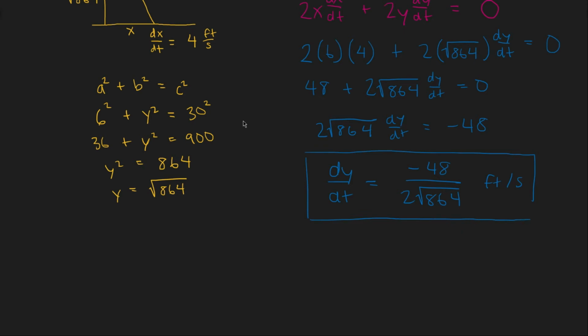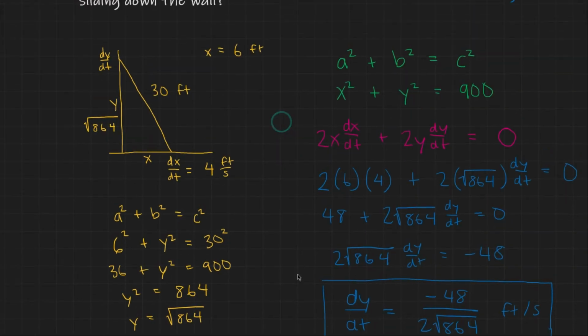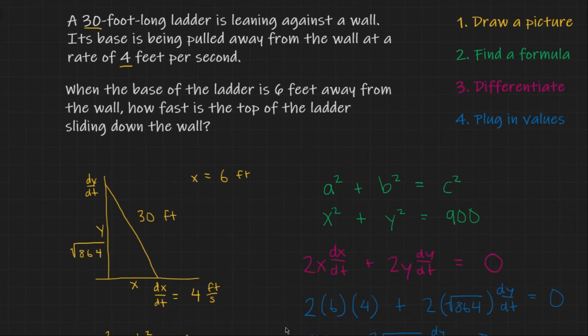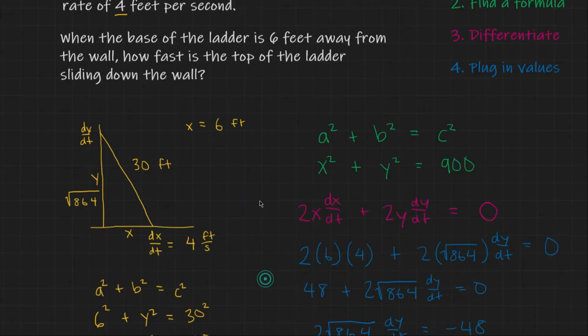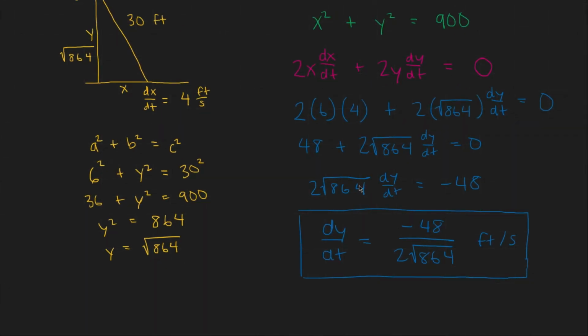And there is our solution. So what we found is dy over dt. Okay, so when the base of the ladder is 6 feet away from the wall, how fast is the top of the ladder sliding down the wall? So we found the rate at which this distance y is changing, dy over dt. Another thing to note is we notice that this value is actually negative, right?